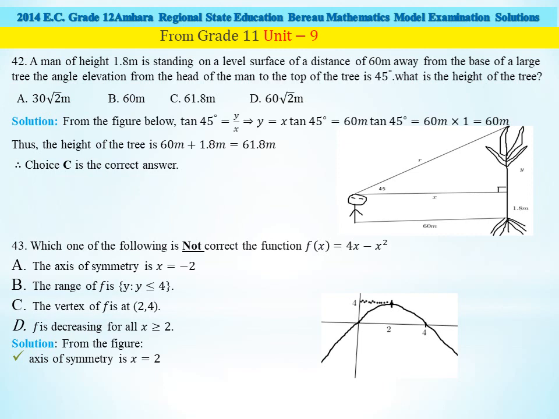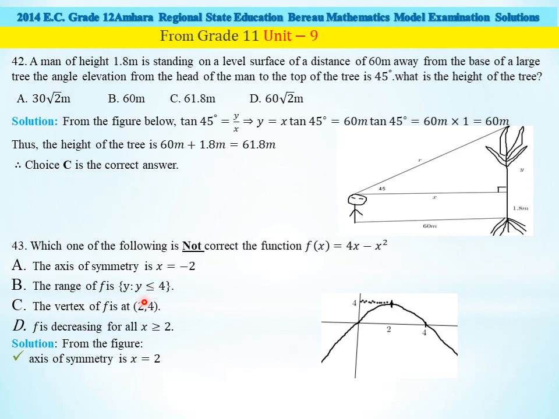So from the given figure, the axis of symmetry is x equals 2, not x equals minus 2. What is the range of f? The range is the functional value. The graph opens downward, so the maximum value is 4. When x is 2, 8 minus 4 equals 4. So the range of f is y such that y is less than or equal to 4, which is correct.